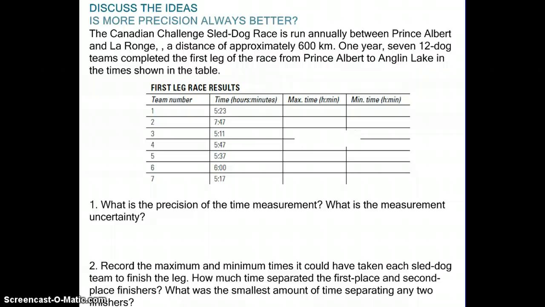Okay, would hours be your smallest unit? No, your minutes would be your smallest unit. So your precision is 1 minute. So then your uncertainty would be what? Half a minute, or how else could I write that? Or 30 seconds.